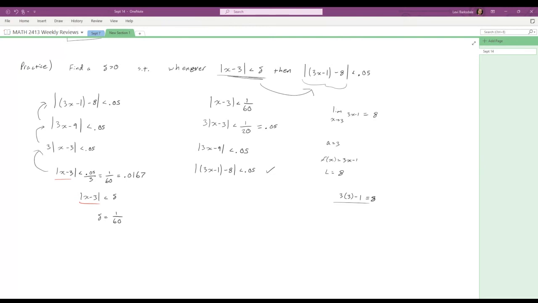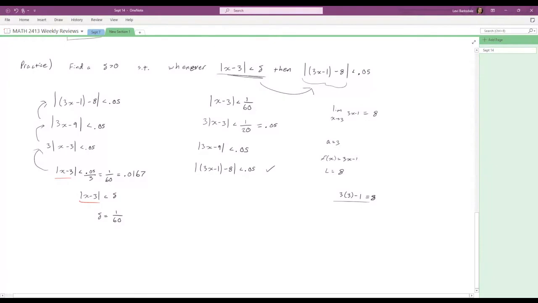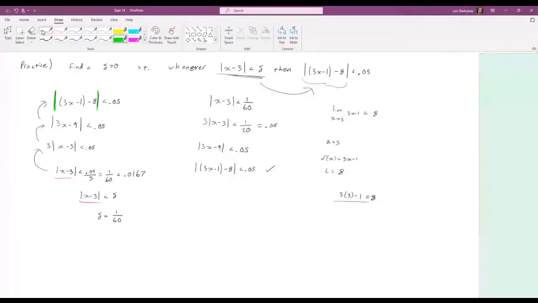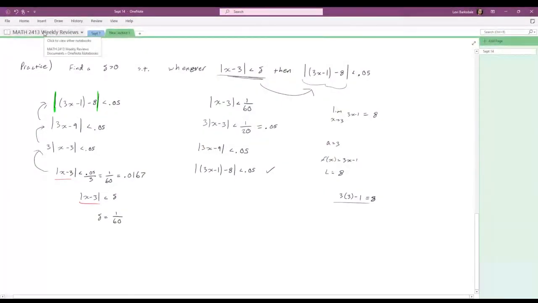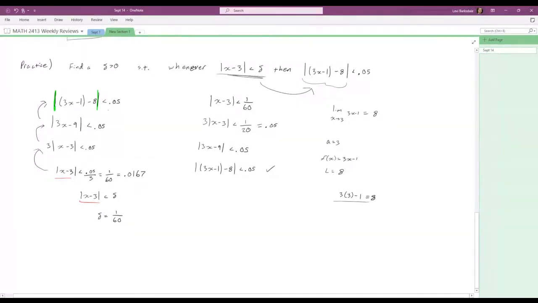So the main issue with doing it that way is we actually have these absolute value bars here, right? Those are right there. So when we have these absolute value bars, we can't necessarily just subtract 0.05 from each side.